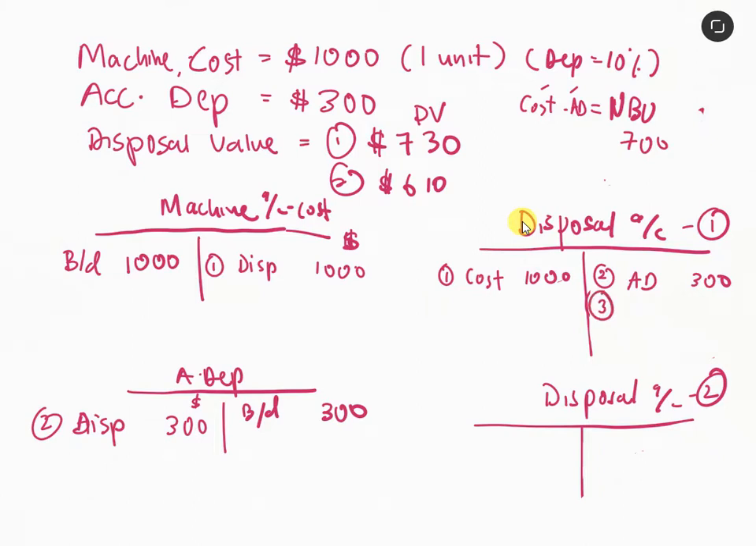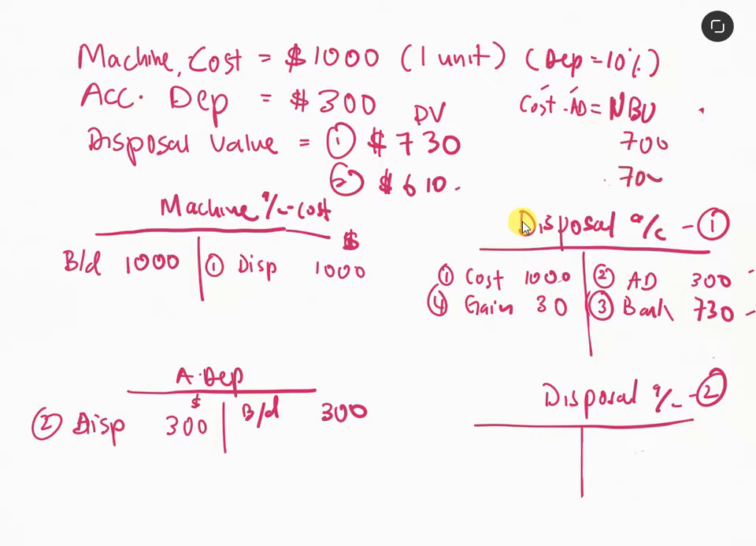Because you debit bank, you receive money. You credit disposal. Gain or loss? 1030 versus 1000, so the balancing figure is 30. Step 4 will be your gain, other income. Okay. What if, same scenario, scenario 2, I sell it for 610.